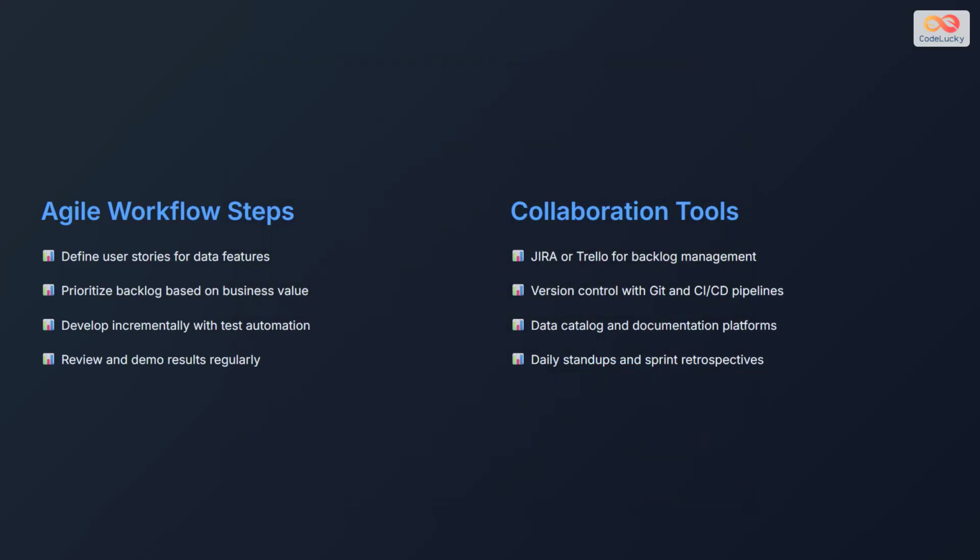Agile workflow involves defining user stories for data features and prioritizing the backlog based on business value. Develop incrementally with test automation and review, then demo results regularly. Collaboration tools include Jira or Trello for backlog management, version control with Git and CI/CD pipelines, data catalog and documentation platforms, and daily stand-ups and sprint retrospectives.